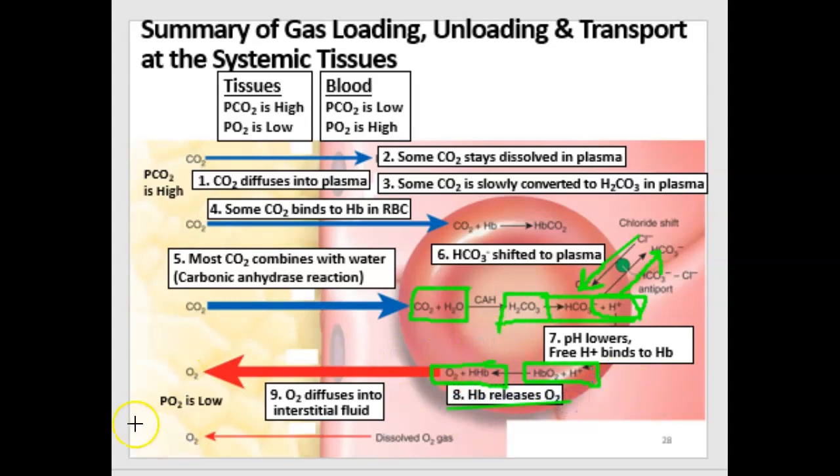And now, because PO2 is low in the tissues, there's this gradient to cause the oxygen to diffuse into the tissues. So we kind of came full circle. The CO2, by way of making this hydrogen, has actually helped the release of oxygen and get the oxygen to the tissues. It's wonderful.